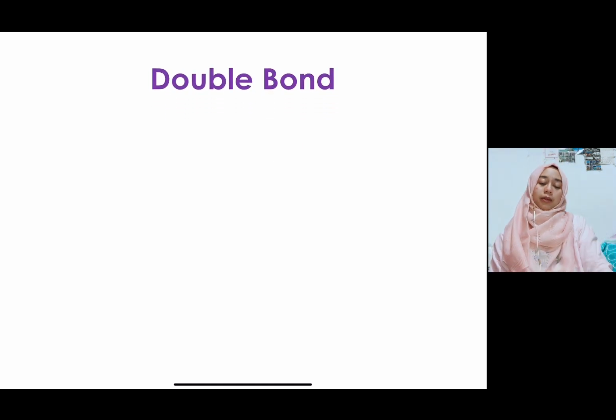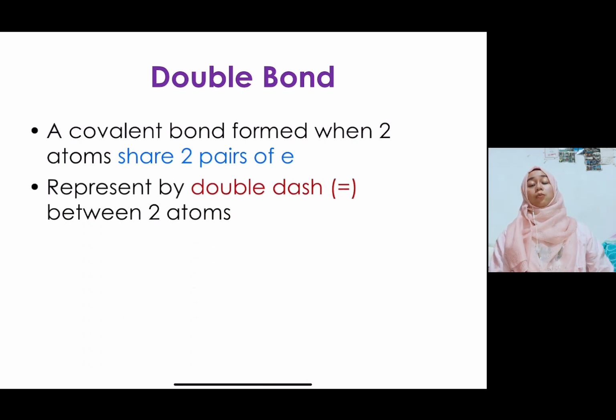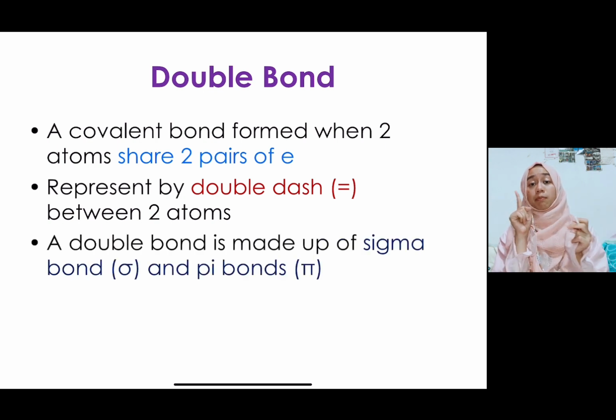Okay, next kita pergi kepada double bond. Double bond pula adalah a covalent bond formed when two atoms share two pairs of electrons. So it is represented with the double dash. Ada dua line between the two atoms. Kalau tadi single bond, it is made up of one sigma bond. Double bond pula, it is made up of one sigma bond and also one pi bond.